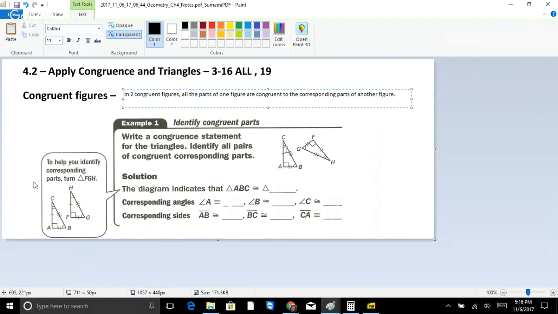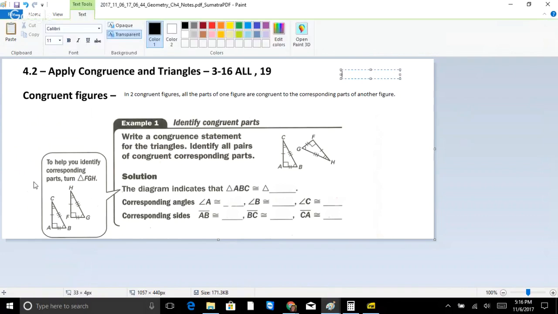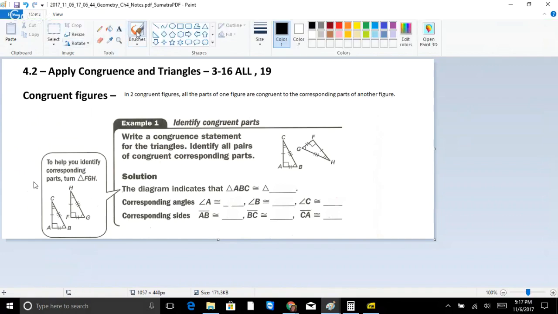And remember, the sign for congruency, if I can click on the right thing here. All right, computer. There we go. The sign of congruency, remember, is the equal sign with the little tilde over top. So that's a congruent figure. You're going to see that a lot down here.